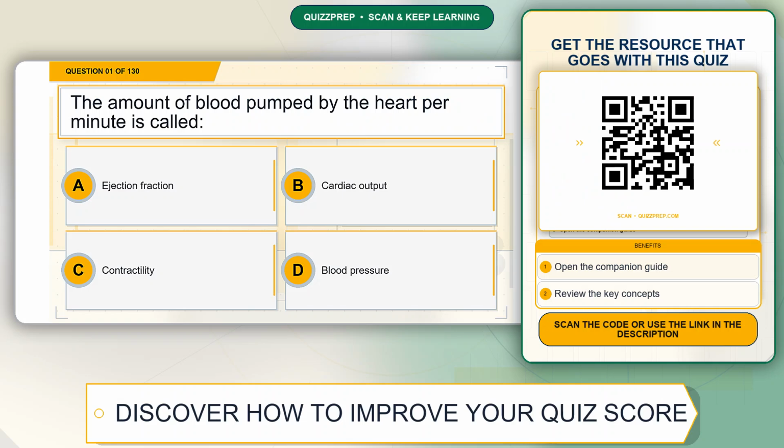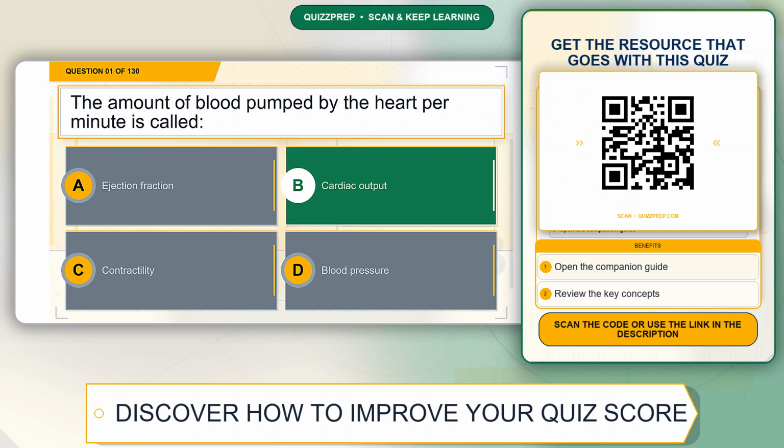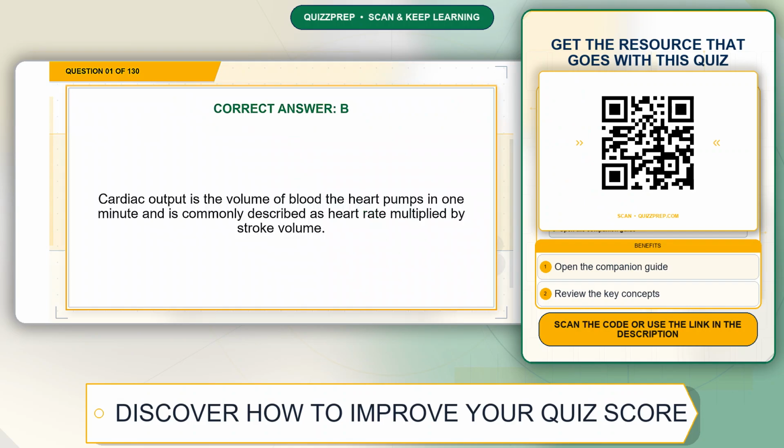Question 1. The amount of blood pumped by the heart per minute is called: Option A, ejection fraction. Option B, cardiac output. Option C, contractility. Option D, blood pressure. The correct answer is option B, cardiac output. Explanation. Cardiac output is the volume of blood the heart pumps in 1 minute and is commonly described as heart rate multiplied by stroke volume.